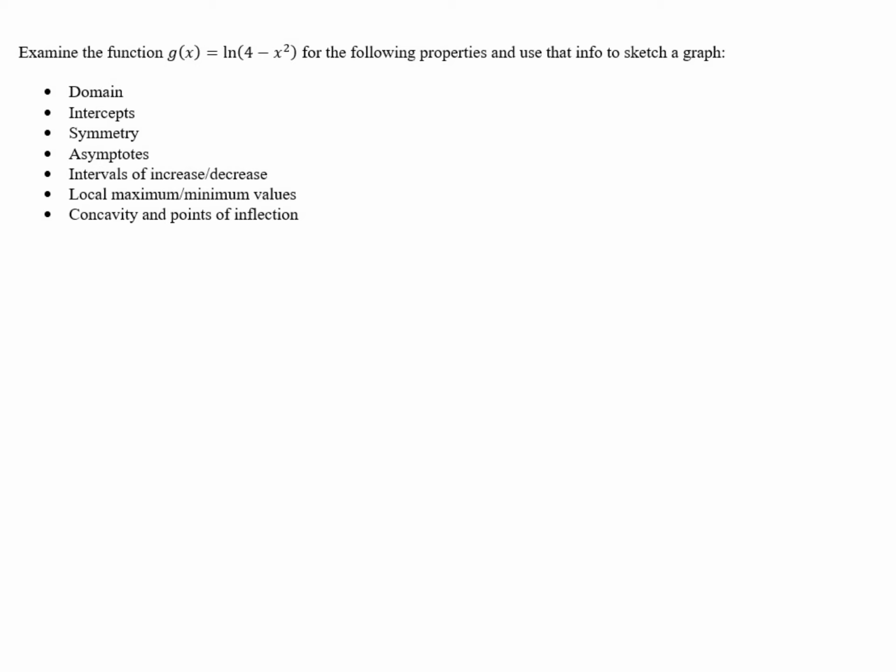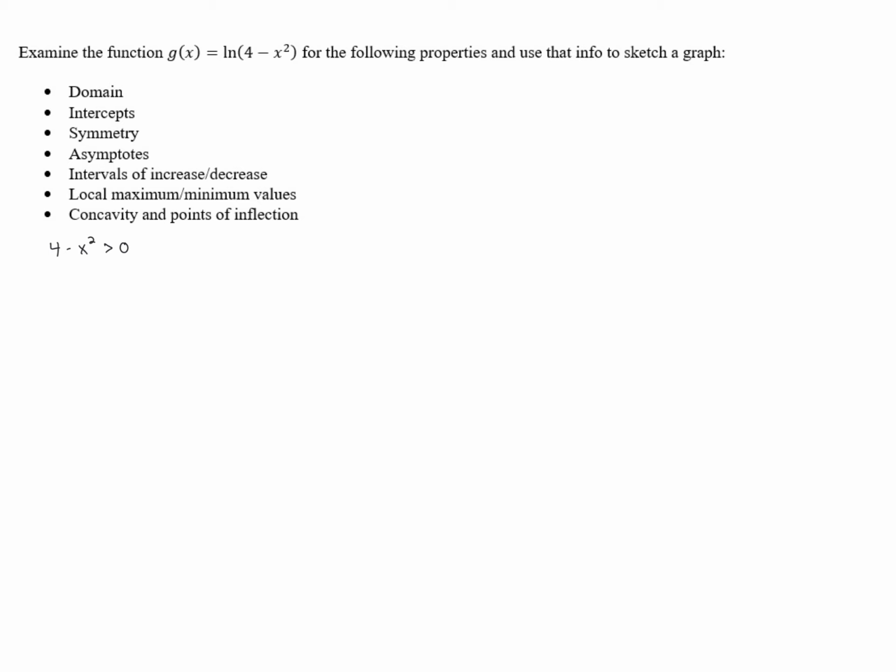Examine the function g of x equals ln of (4 minus x squared) for the following properties, and use that info to sketch a graph. We're going to start with the domain, and this one's a little bit more interesting domain-wise because we have a polynomial inside a logarithm. We know that a logarithmic function is only defined for positive numbers, so the inside of that, 4 minus x squared, has to be greater than 0 for this to be defined.